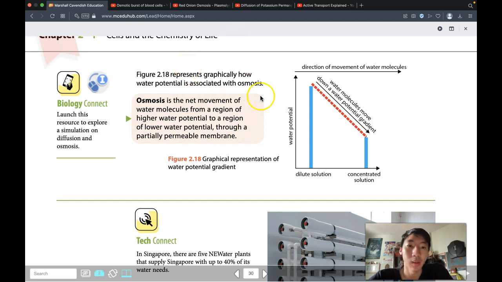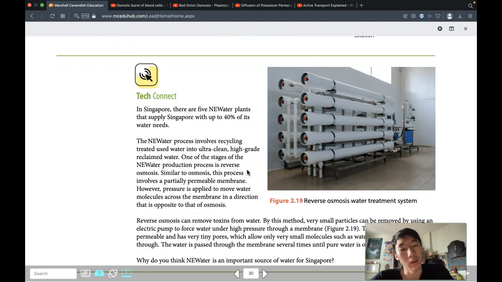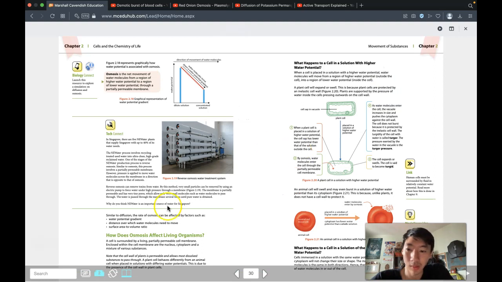Okay, so we've seen this picture before. Let's look at this thing. Okay, this is called the NEWater plant. They use this thing called reverse osmosis. It's not exactly the same as osmosis. They add pressure and everything to it. So I'll skip it.